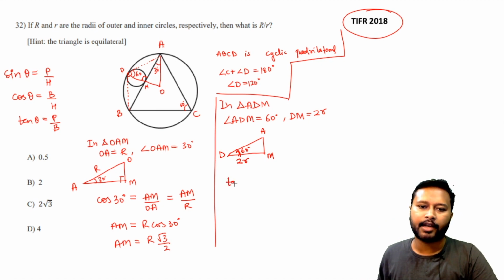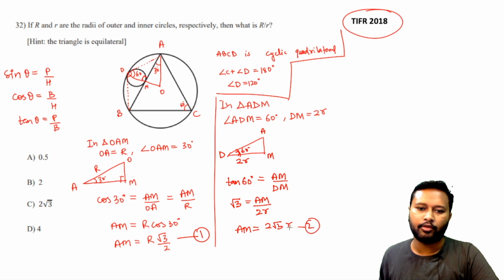So I will say that tan 60 degrees equals perpendicular, that is AM, upon base, that is DM. Now tan 60 equals root 3, and AM I don't know how much it is. Either I can substitute the value, but let's put it later on. DM equals 2r, so I will say that AM equals 2 root 3 r. That is what I got just by multiplying. Now this is equation 1. This is equation 2. Both of them are telling me the value of AM, so I can simply equate them.